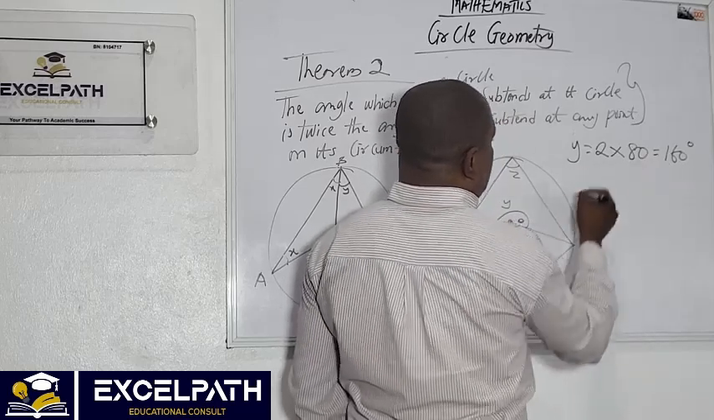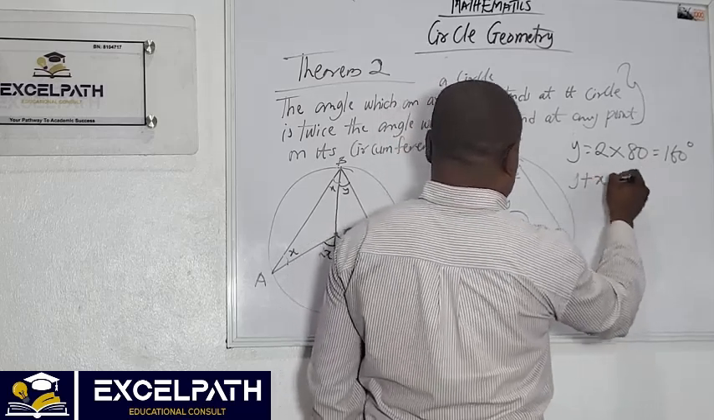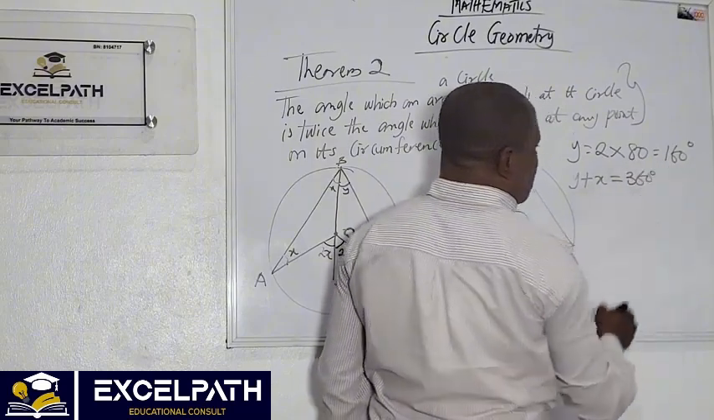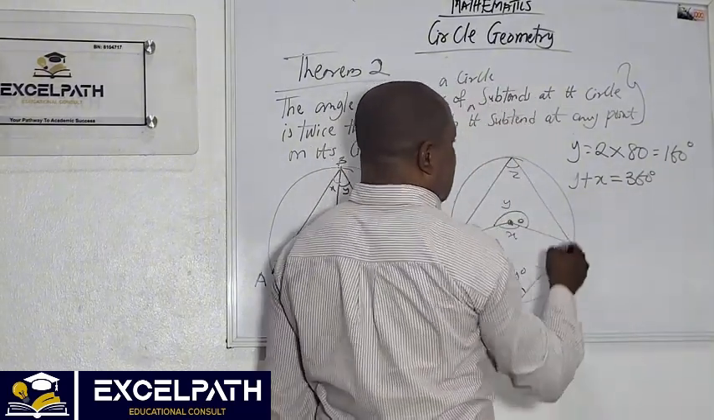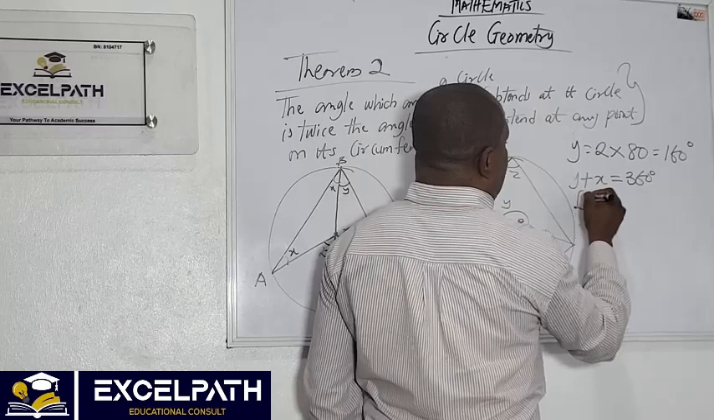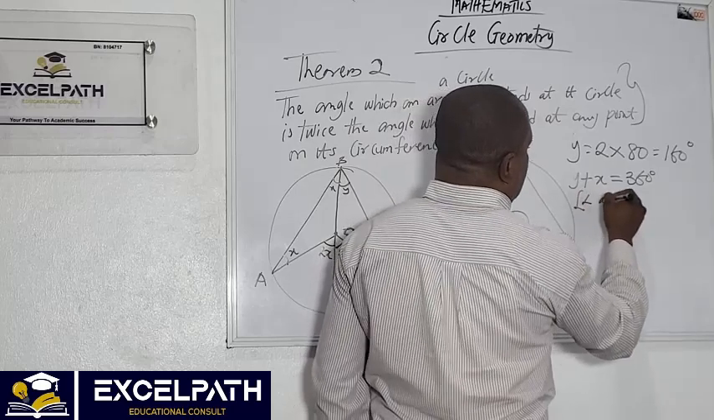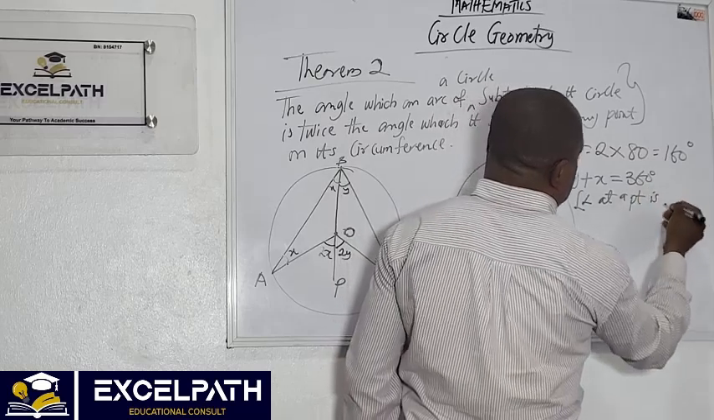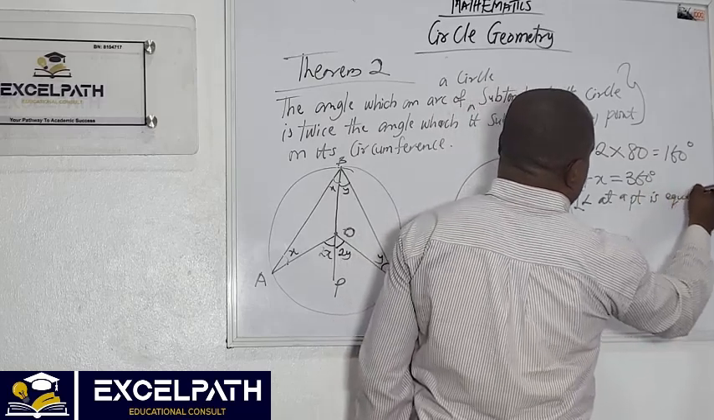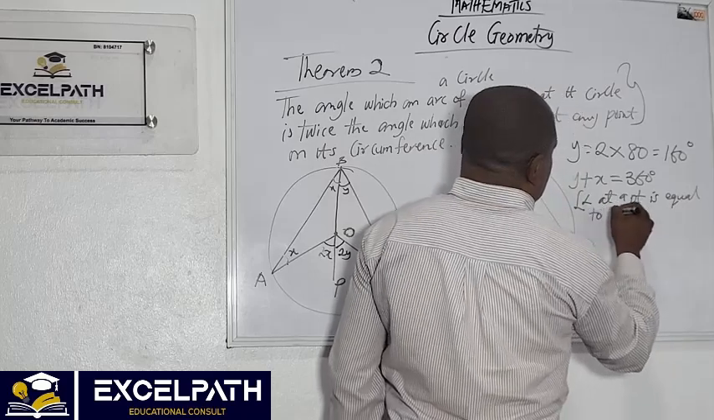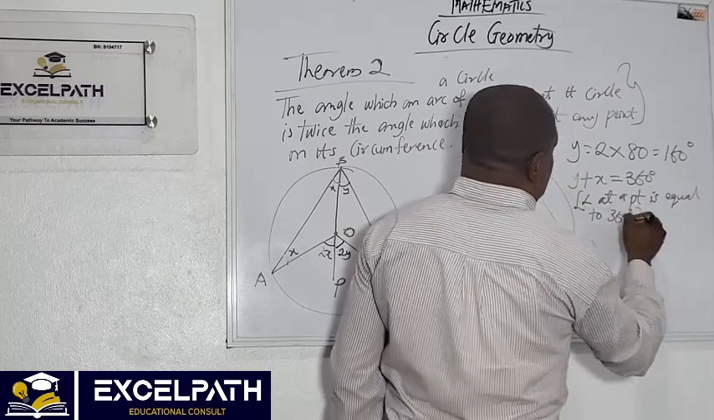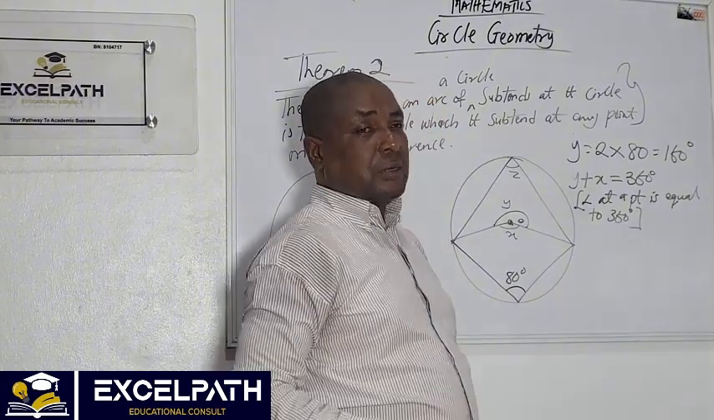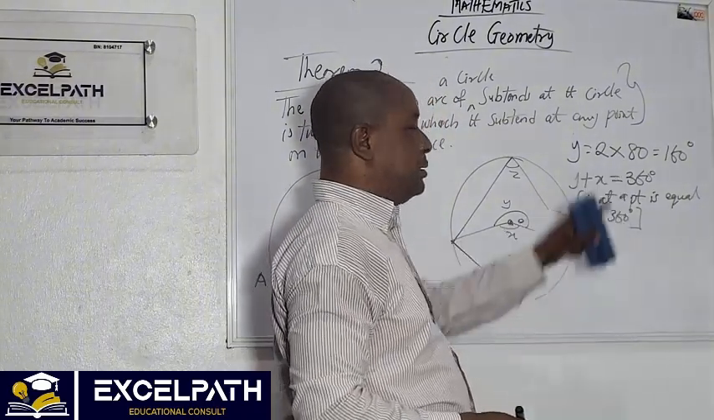Now, what of x? Y plus x is equal to 360 degrees. Why? You tell them the angle at a point is equal to 360 degrees, so that everybody will know that. Once they are marking, they will know this is okay, this is why it is this.